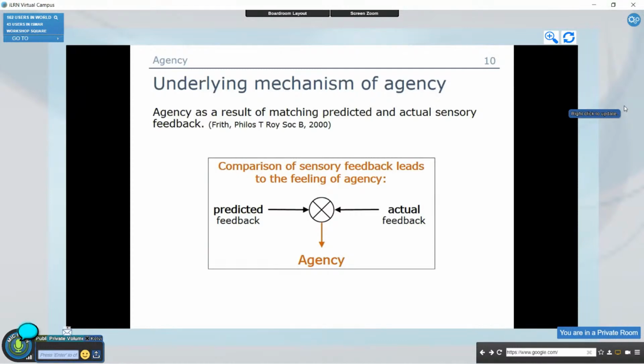Agency has been explained in the frame of motor planning and execution as the result of a matching between the predicted and the actual sensory feedback. So the idea is that when we are planning a motor action, our brain predicts sensory feedback before we perform the movement and then compares the prediction with the actual feedback. If there is a match, this results in the feeling that this was our action, meaning the feeling of agency. This is a process that involves motor areas.